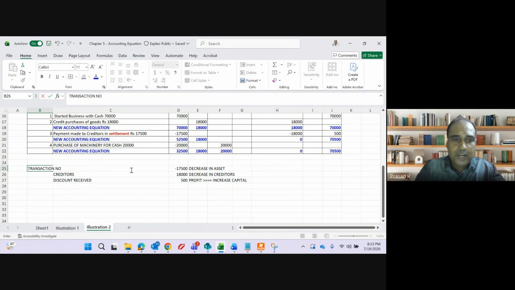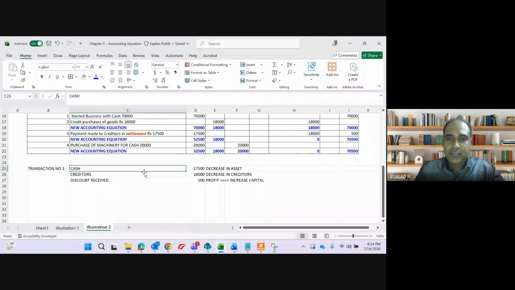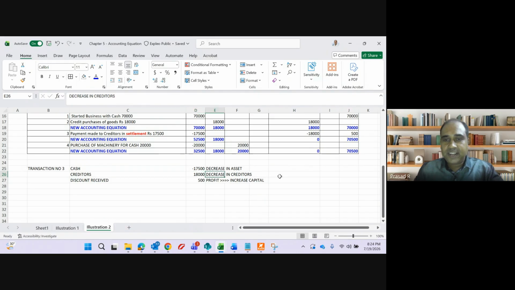This concept you don't have to write in the exam. Just for your memory, write down cash decrease in asset. Creditors 18,000 decrease in creditor because it's a full settlement. So that means my entire creditor will decrease. And I am settling a liability of 18,000 by paying only 17,500, so I make a profit. This profit will increase my capital. This is the concept, guys.